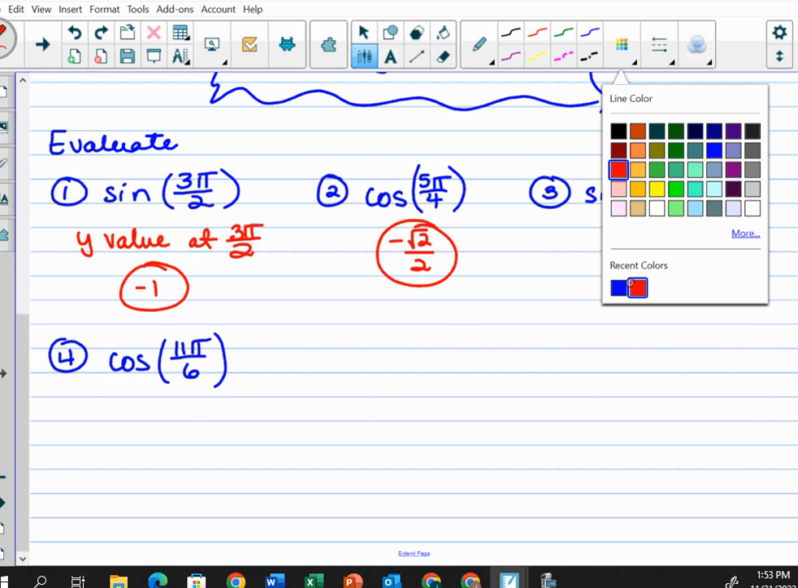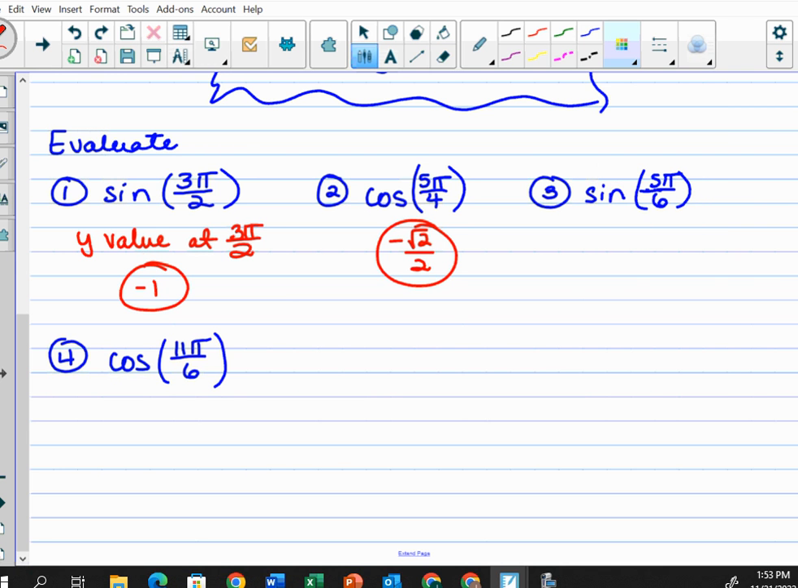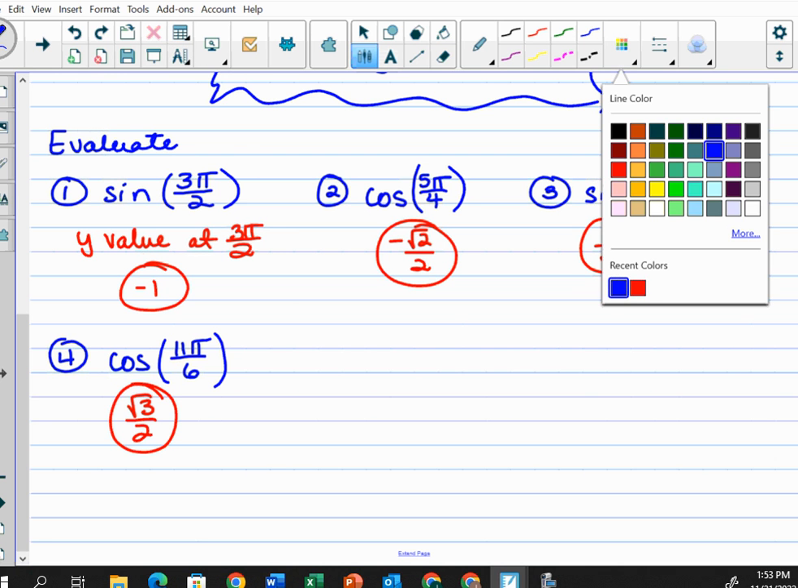All right, guys, let's look. What'd you get for number 3? 1/2. Yes. All right, number 4. What'd you get? Yes, root 3 over 2. Now, sine and cosine, pretty easy, right?